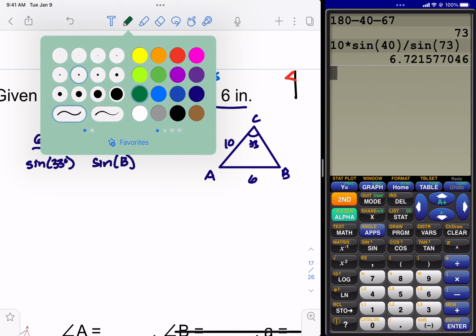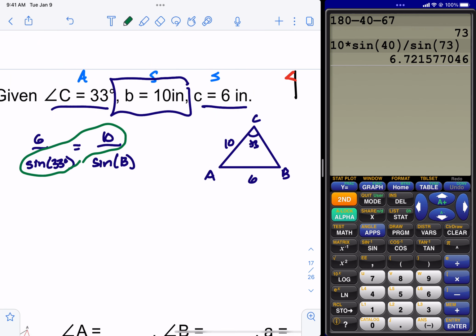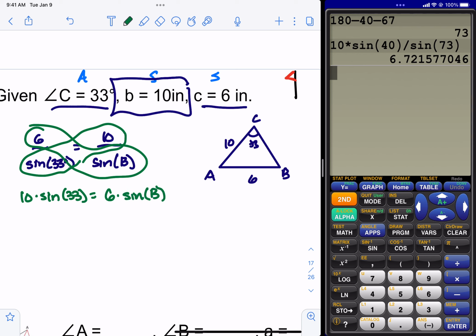Now, in order to do this, we're first going to multiply these two. So 10 times the sine of 33 degrees. And then that's going to end up being divided by 6. Actually, hold on, let's just write this all out. So now we'll multiply these two. Remember, we set these up using cross multiplication. So this would be 6 times the sine of B. Then I would divide both sides by 6. And when I do that, that's going to leave me with the sine of B is equal to just 10 times the sine of 33 degrees, all over 6.